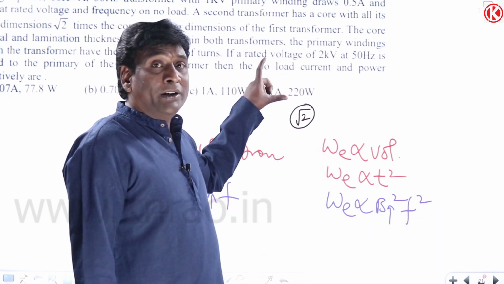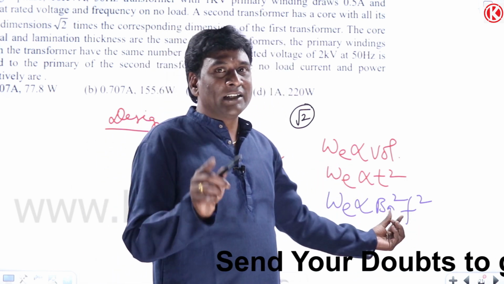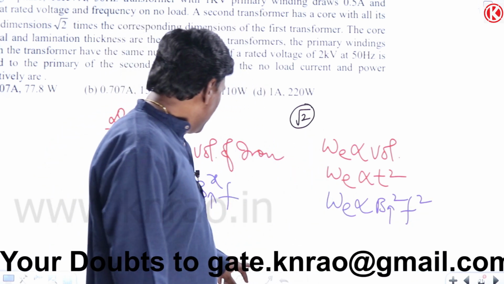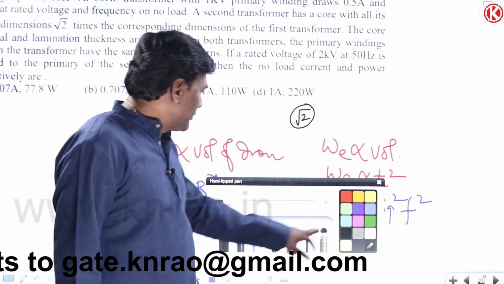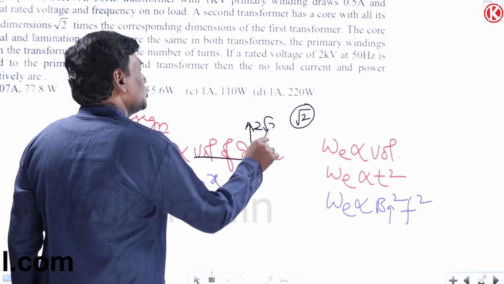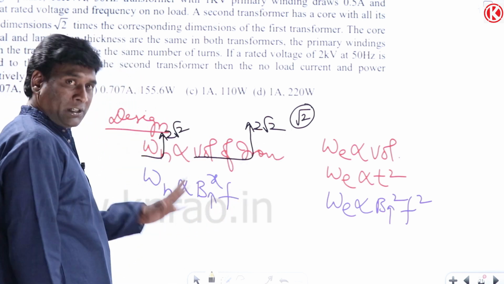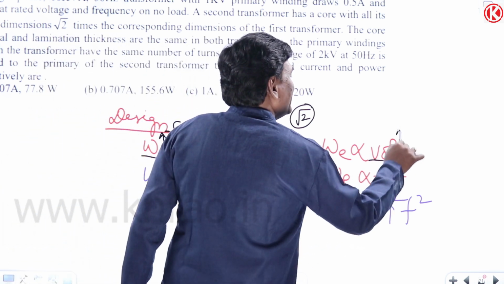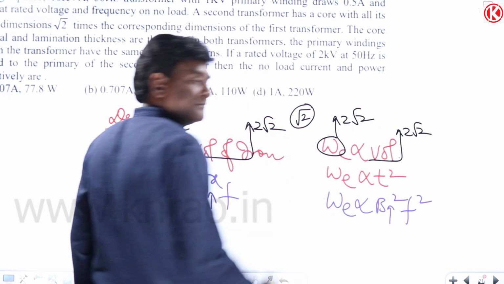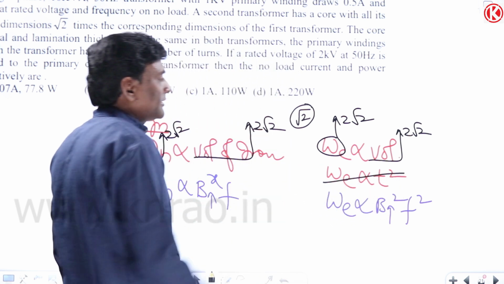The moment the question is involved with design, Bmax square f square only should be taken, not voltage square, because EMF per turn should be taken. This is enough. Now see here, volume of iron is increased by 2 root 2 times. So hysteresis losses should be increased by 2 root 2 times. Eddy current losses should also be increased by 2 root 2 times. They did not give thickness variation, so thickness variation will not come.